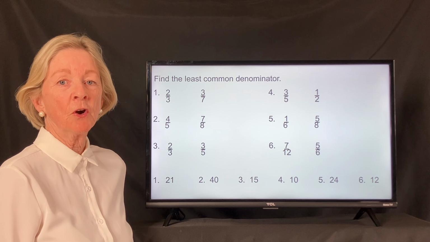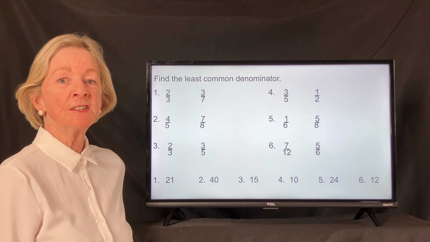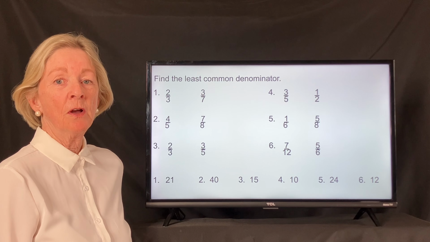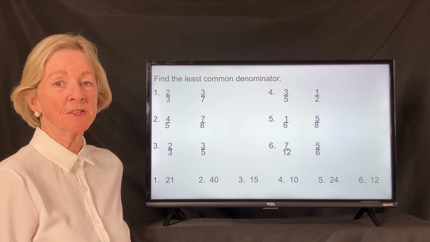Now let's try some on your own. Find the least common denominator for each pair of fractions. The answers are at the bottom. Pause this video now so that you can complete these by yourself.